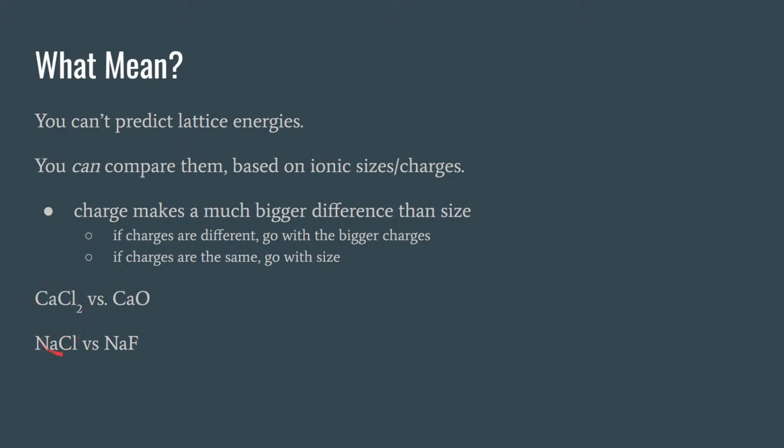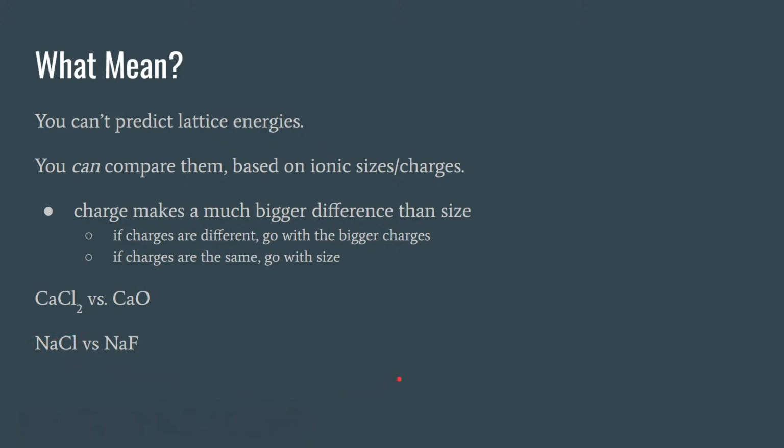Meanwhile, down here, sodium chloride versus sodium fluoride, 1+, 1-, 1+, 1-. Okay, so all the charges are the same. So what matters here is the actual physical size of the ion, the actual radius. Fluoride has the smaller radius, chloride has the larger radius. And when it comes to the size of the atom, or the size of the ion, the physical size, smaller is better. So sodium fluoride has the larger lattice energy. Sodium chloride has the smaller lattice energy.